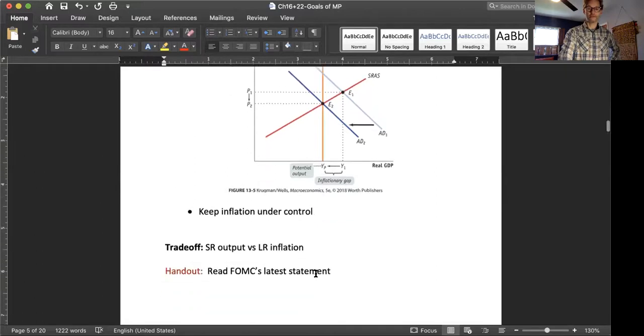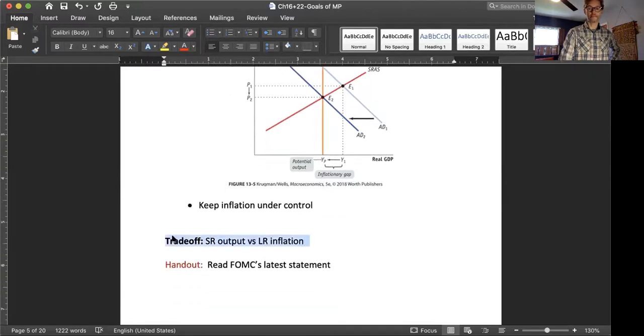And really what the Fed is trying to balance here is the short run, the effect of short run output versus long run inflation. Yes, in the short run, the Fed really wants the economy to be doing well, right? We want output to be high. But the Fed also has to keep its eye on inflation. And if the Fed puts too much emphasis on output, then inflation could get out of control.